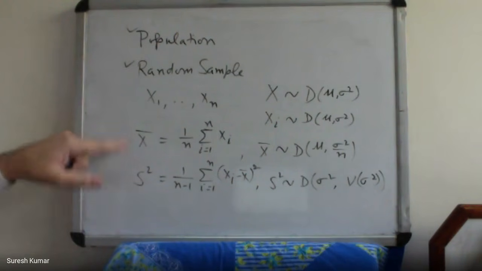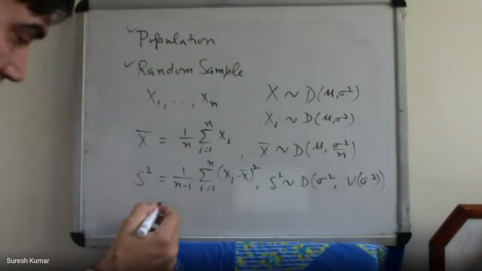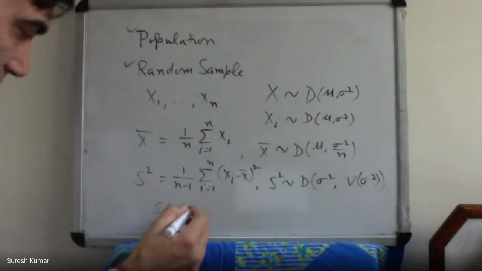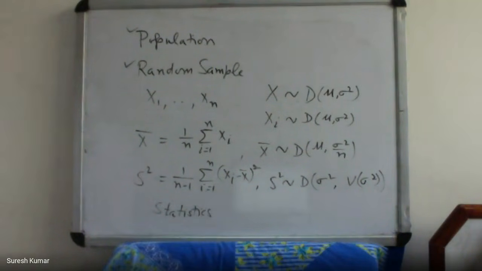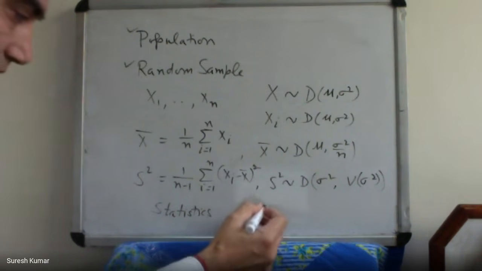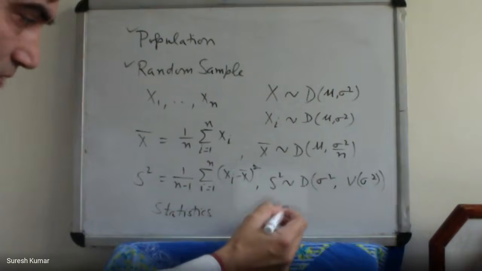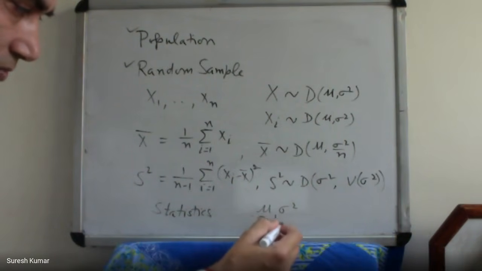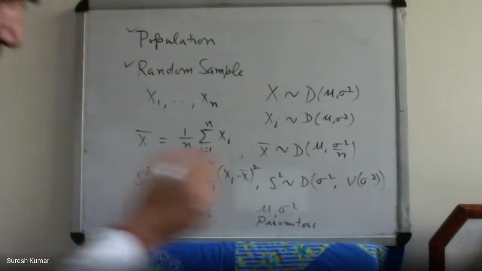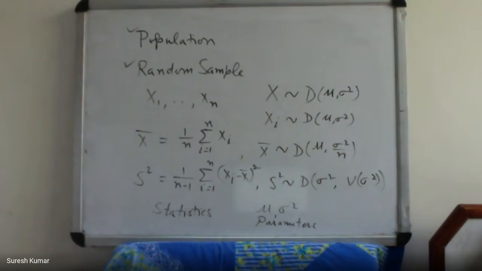So x bar and s square are two statistics. By definition, what is a statistic? Any function of the random variables which are coming from a random sample. It means sample based statistical measures are statistics, and population based statistical measures are parameters. So hope you recall these definitions. Okay, so this is what we learned in the previous lecture. These are important points that we have recalled.